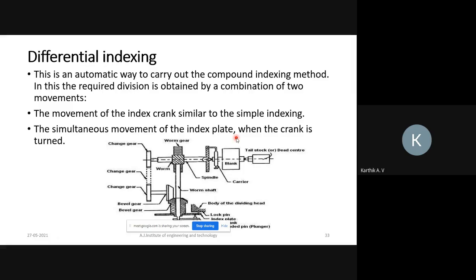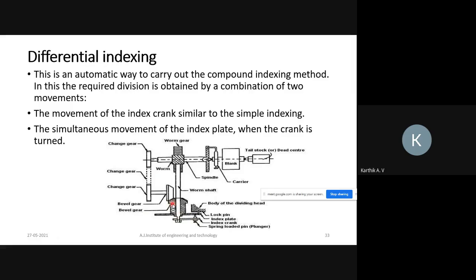But the calculation part is different. You should calculate which type of gear train you should use for a particular movement. For a particular division, whichever gear train is used, that gear train calculation is there in the differential indexing mechanism. But in the compound indexing mechanism, that gear train mechanism is not there, and the gear train calculation is also not there. Okay, so how is it arranged? This is called the index crank, and this is the index pin, and this is called the index plate.